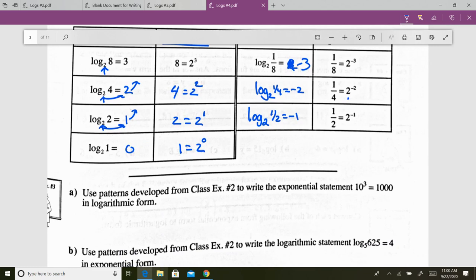Okay. Can you write that in logarithmic form? What's your base? I just want you to write it as a log. So what is my base? It's 10, right? So I can go log base 10 of what number? 1,000 equals 3.